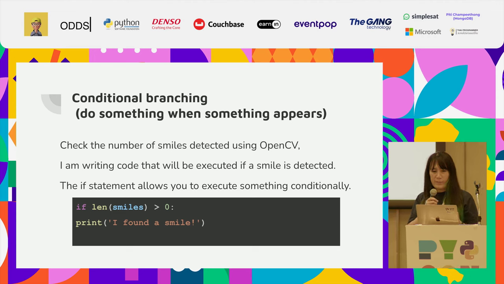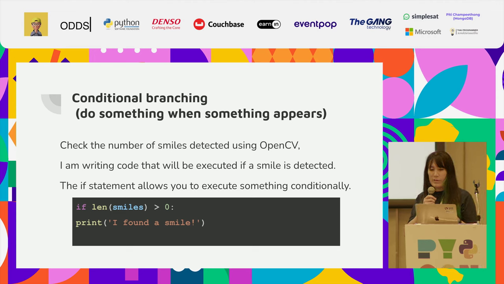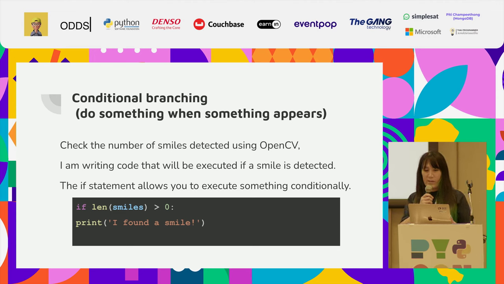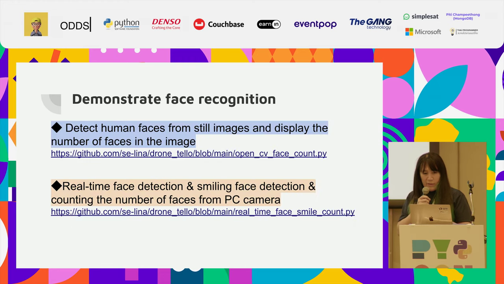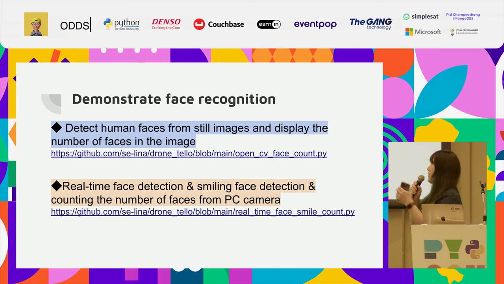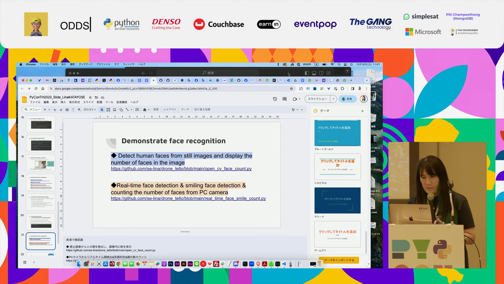Check the number of smiles detected using OpenCV. I am writing code that will be executed if a smile is detected. The if statement allows you to execute something conditionally. This slide is the finally. So let's check. The last session is a demonstration. I will try.